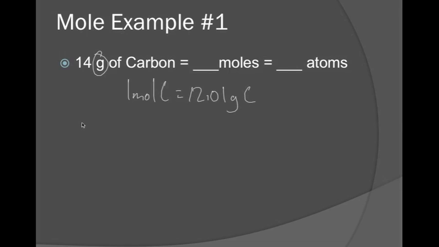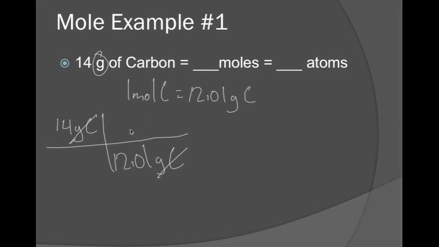So we can set this up just like always. We have 14 grams of carbon, and since grams is on top, we'll put grams on the bottom again, so it's just going to be 12.01 grams of carbon. Grams and grams match up, and those will go away. And then we put the other side on top, which is 1 mole of carbon. So when we work this out, we'll multiply the top, so 14 times 1 will give us 14 all over 12.01, which will give us an answer of 1.17 moles.